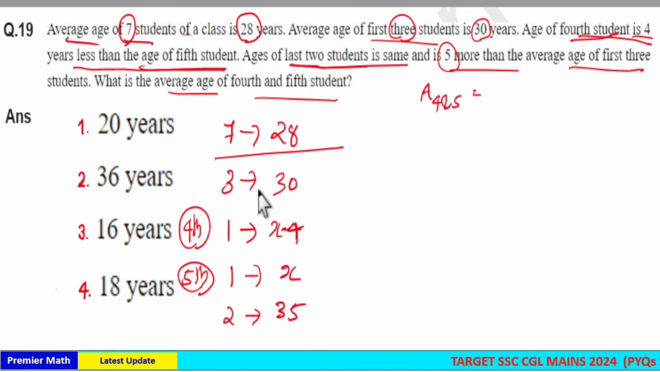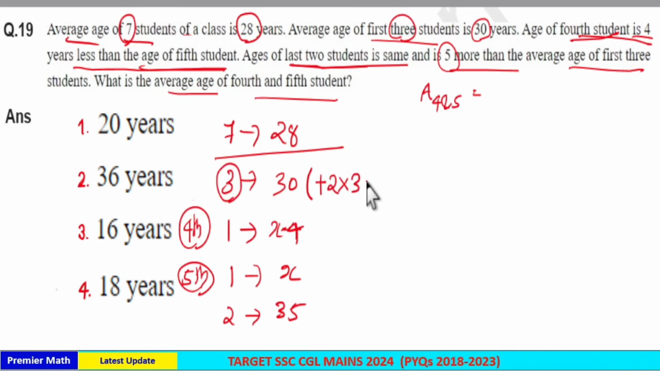But here, the first 3 students' average is 30, which is 2 greater than 28. That is, this 30 is plus 2 greater than the common average 28. And this plus 2 increment in the average is for these 3 students. So, 2 into 3, a total of plus 6 increment in the sum of ages of these 3 students.